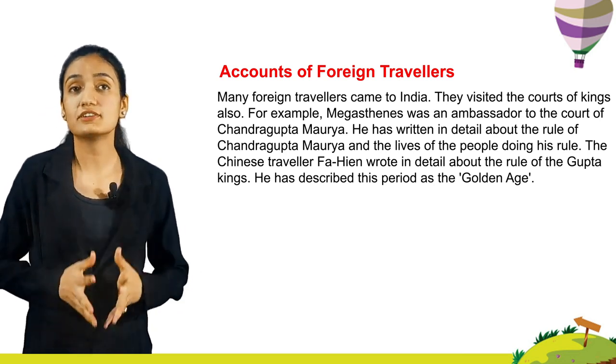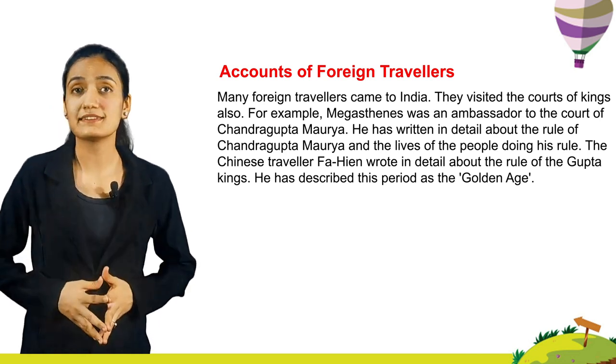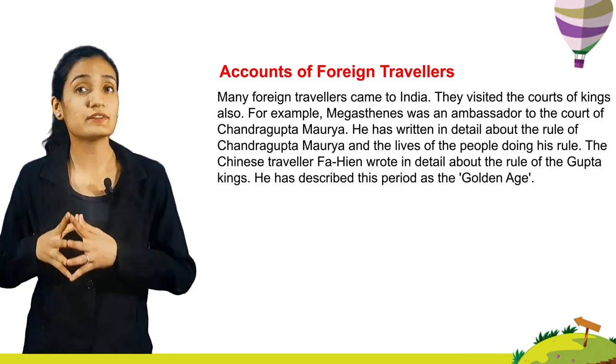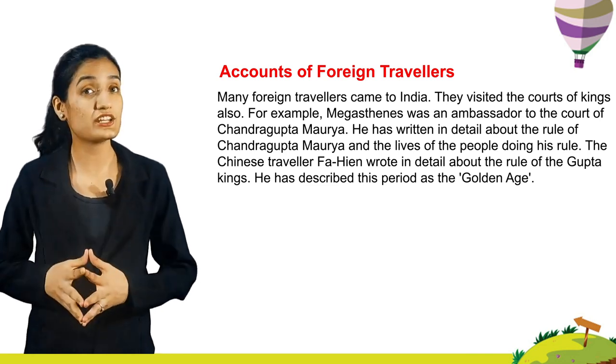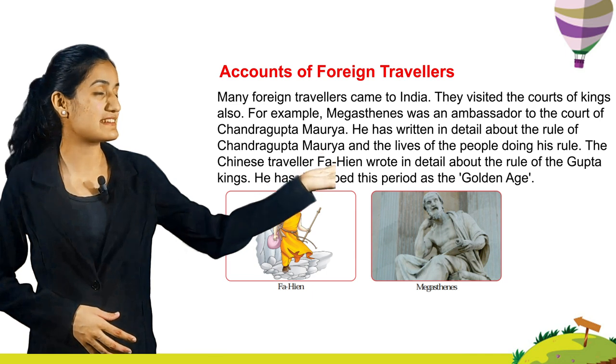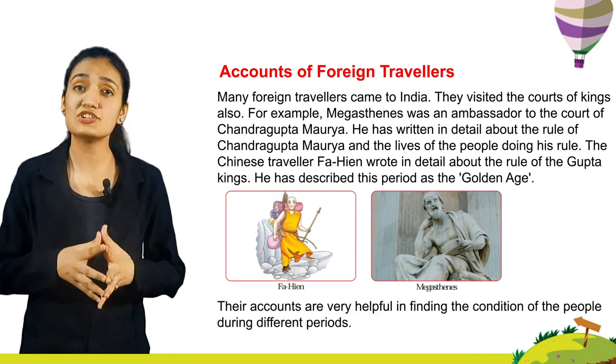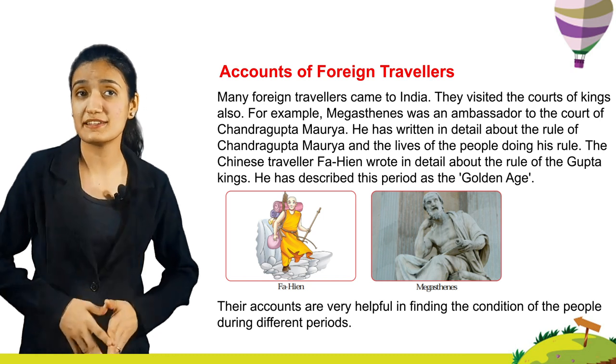The Chinese traveler Fa Hien wrote in detail about the rule of Gupta kings. He has described this period as the Golden Age. Here you can see the picture of Fa Hien and Megasthenes. Their accounts are very helpful in finding the condition of the people during different periods.